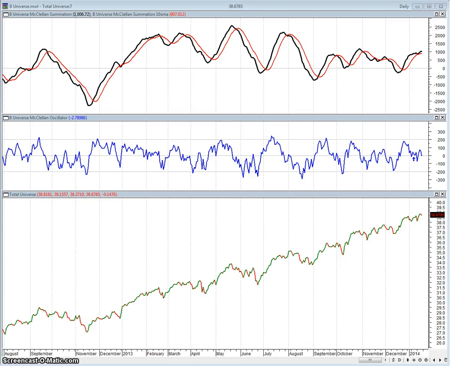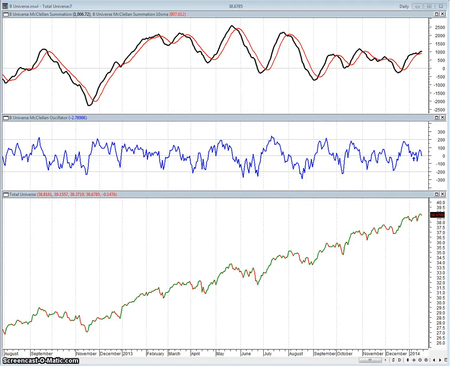Now, many believe the McClellan indicators are some of the most important when it comes to breadth work. And as you can see right here, the McClellan summation index, which is our longer term indicator, continued to make new highs this week as well. And down here, the McClellan oscillator is not making new highs.